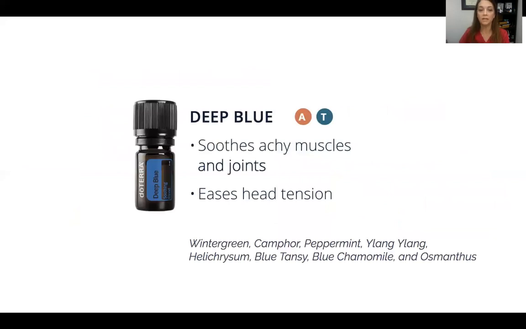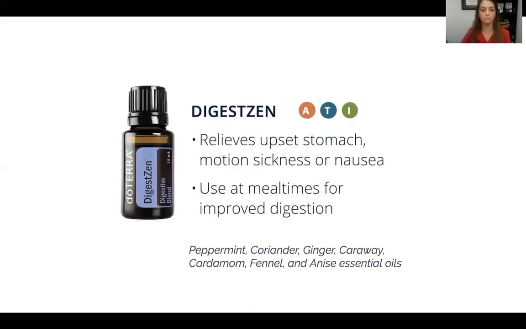Deep Blue is another essential oil blend that's only meant to be used aromatically or topically, and it's pretty much a physical therapist's dream, because we used to use things like Biofreeze, but Deep Blue not only helps with pain, it's very good to help heal either the tendons or the ligaments or the muscles or the joints, and it puts things back into homeostasis. It can also help ease head tension or any type of cramping. So we love the Deep Blue blend. It also comes in a bottle of lotion for easy application.